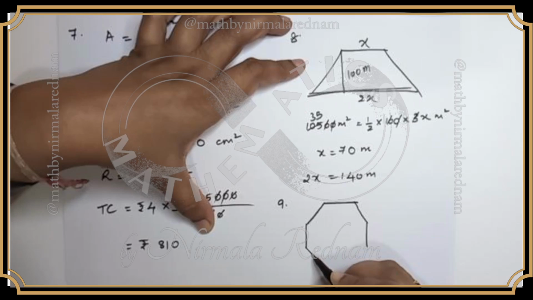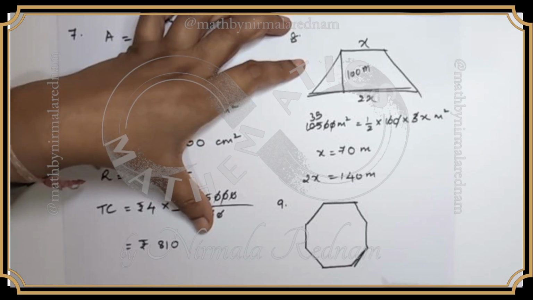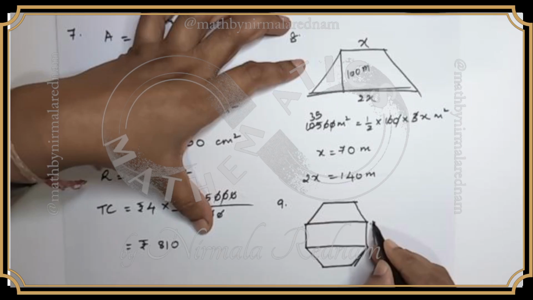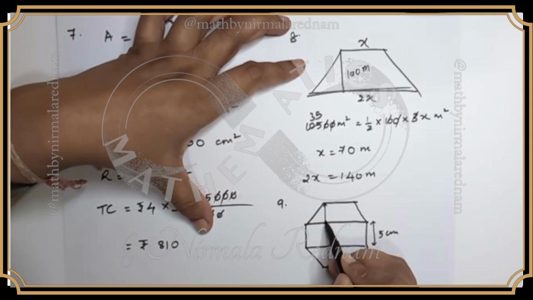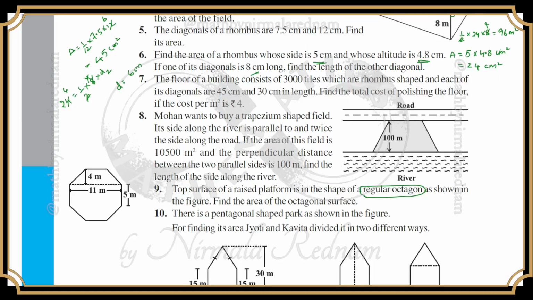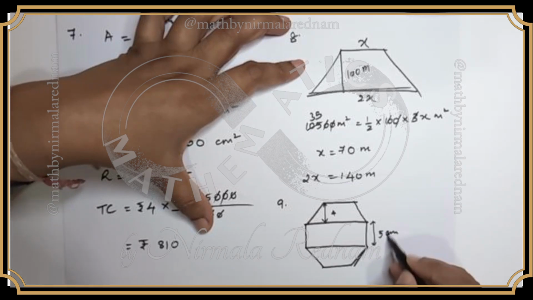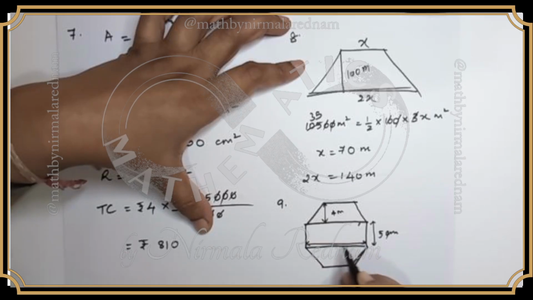It's regular. So all sides, all 8 sides are of equal length, right? And this is given as 5 centimeters, and this is given as 4 centimeters. Okay, the measurements are given in meters because we're talking about a field, and this side here is given as 11 meters. So what can be done?